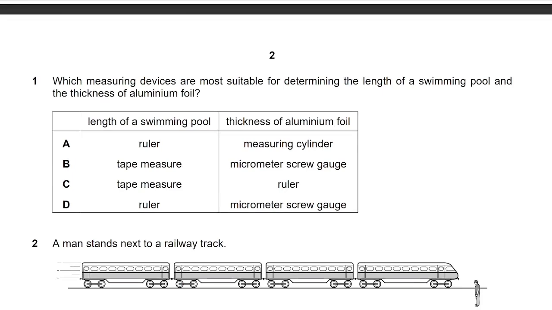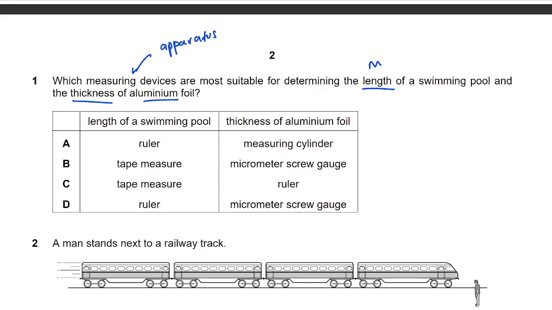Okay, so the first question usually talks about instruments, measurements, apparatus. Most likely it talks about the apparatus micrometer screw gauge. It's a very common one. It's almost always tested, so you are most likely going to expect to find this. So in question one, it says, which measuring devices are most suitable for determining the length of a swimming pool, and the thickness of aluminium foil? So it is asking us which measuring devices. The measuring devices would also be called apparatus. And it's very important to know every apparatus in any science that you do.